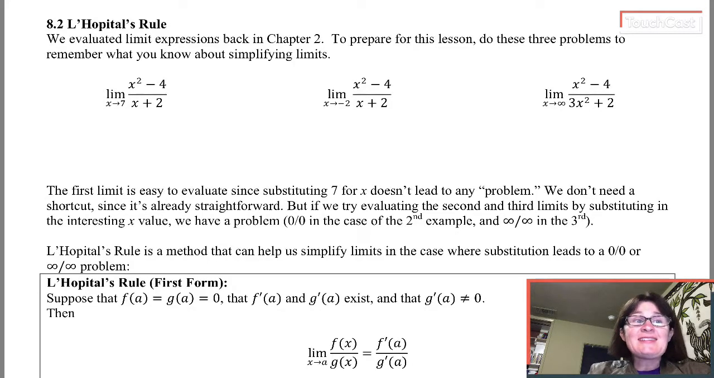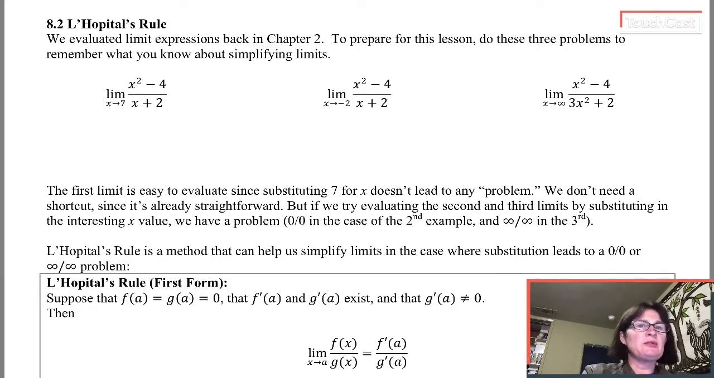Here we are. This is our last section of notes before we're finished with calculus for the year. So before we get into what's called L'Hopital's rule, take a minute and remember what you remember about evaluating limits back from chapter 2. You're going to evaluate these 3 limits. So stop the video and try these 3 problems.